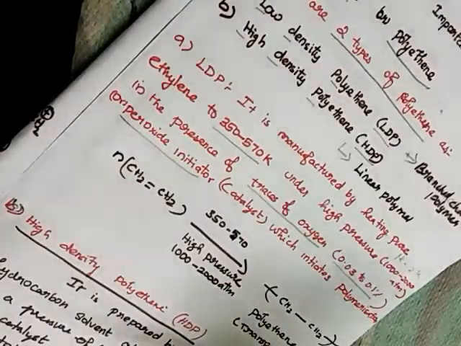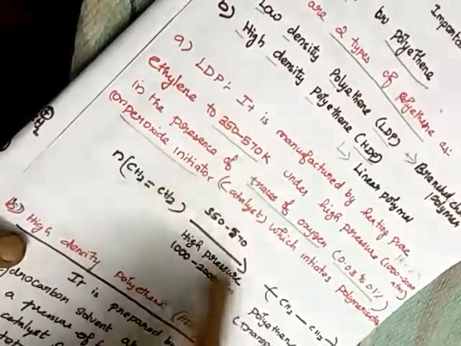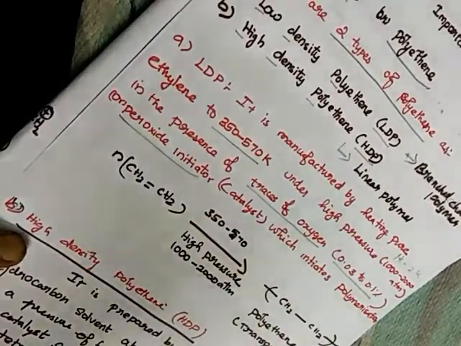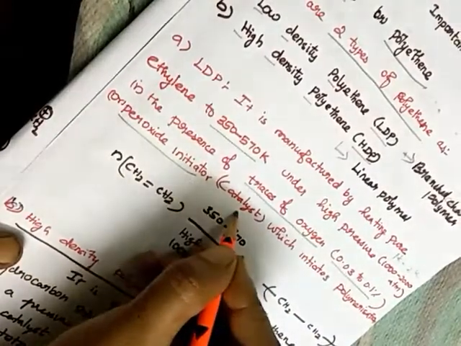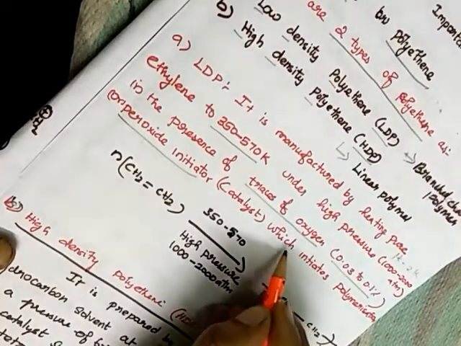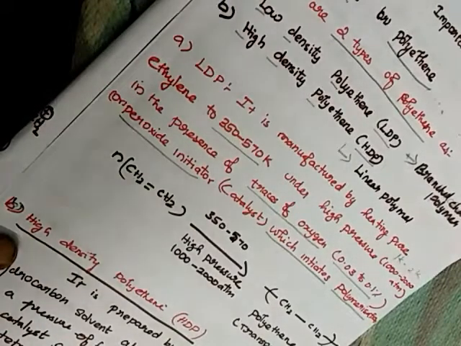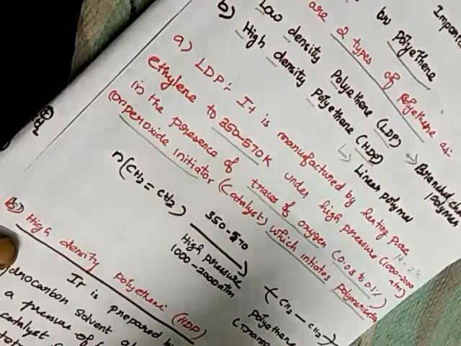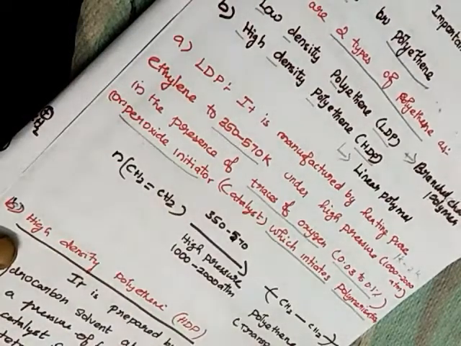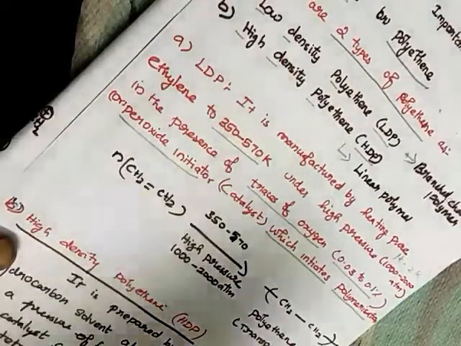So, children, peroxide is used in the case of free radical mechanism. Either peroxide can be used, or a small amount of oxygen can also be used. The peroxide initiator acts as a catalyst which initiates the polymerization. So it is manufactured by heating pure ethylene to 350 to 570 Kelvin under high pressure of 1000 to 2000 atmosphere in the presence of traces of oxygen or peroxide as an initiator, a catalyst which initiates the polymerization reaction.